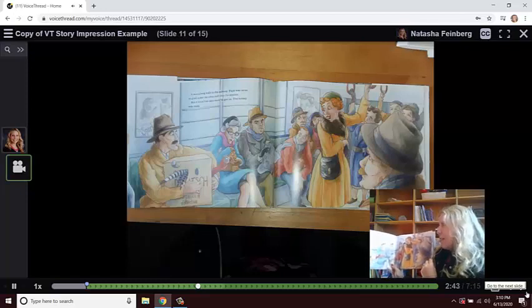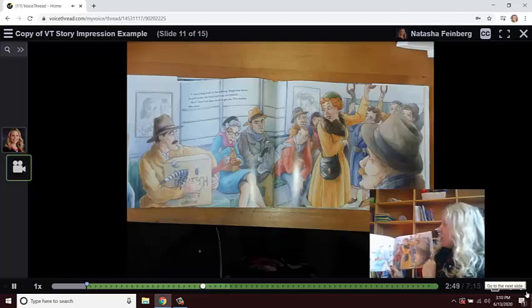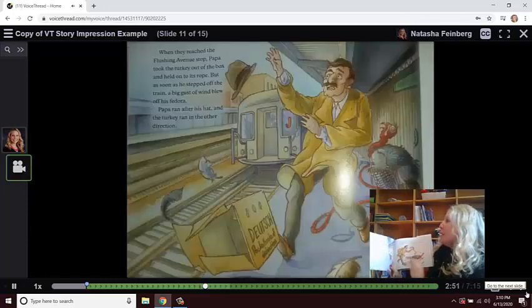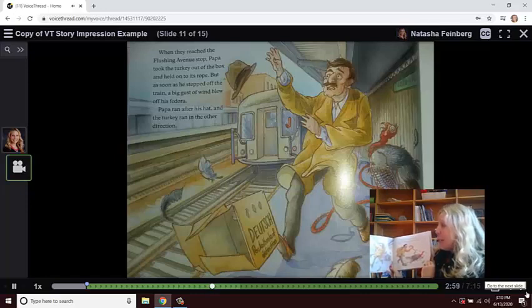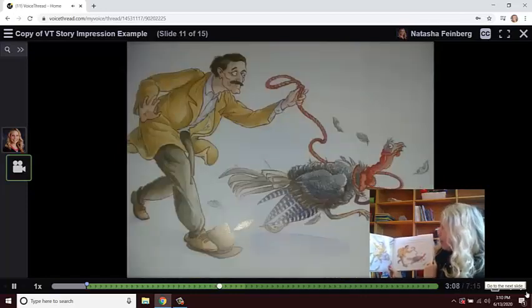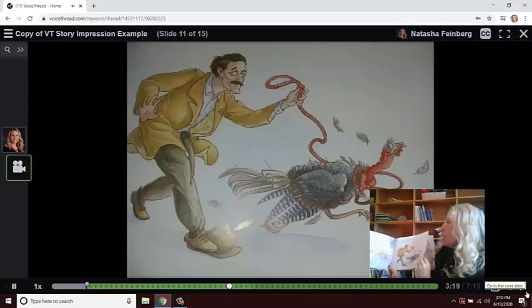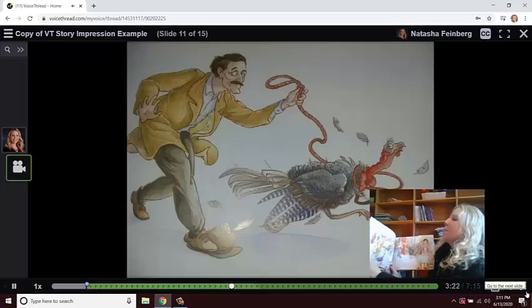It was a long walk to the subway. Papa was never so glad to see the train pull into the station. But it wasn't so easy once he got on. The turkey was noisy. When they reached the Flushing Avenue stop, Papa took the turkey out of the box and held on to its rope, but as soon as he stepped off the train, a big gust of wind blew off his fedora. Papa ran after his hat, and the turkey ran in the other direction. "Come back here," yelled Papa. Papa ran after the turkey and grabbed the rope. Then he ran after his hat and caught it with his shoe. Finally, holding on tightly to his hat, Papa and the turkey walked down the stairs to the street.